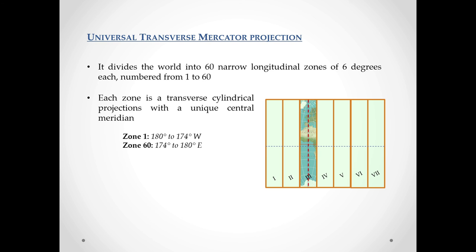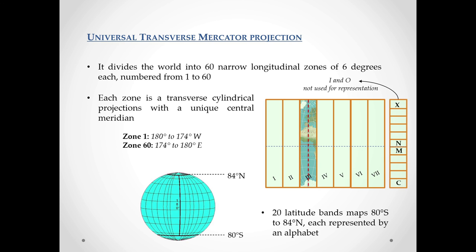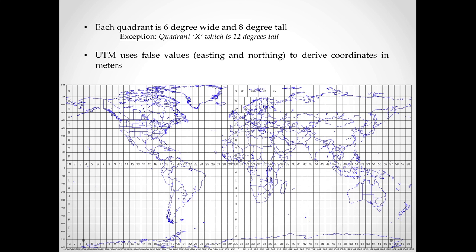Each zone is a transverse cylindrical projection with a unique central meridian. Zone number 1 is 180° west to 174° west, and zone number 60 is 174° east to 180° east. The latitude bands map from 80° south to 84° north, and each is represented by an alphabet letter like this. So this is the UTM, Universal Transverse Mercator map. Each quadrant is 6° wide and 8° tall, except this X, which is 12° tall.